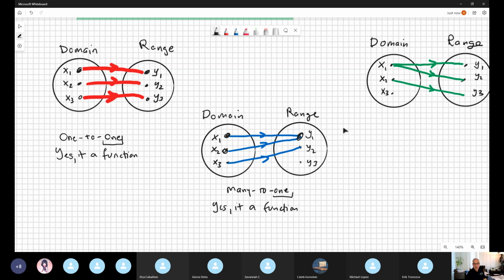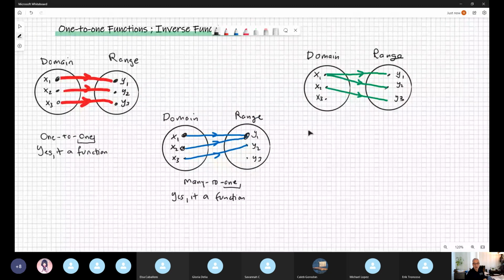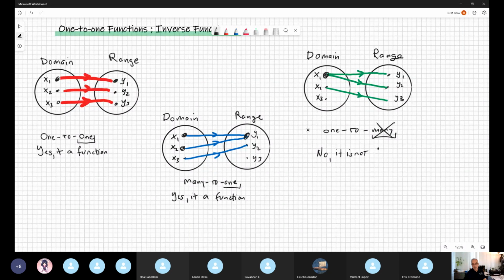However, in the green part, you see a different situation. You see one-to-many, because one x1 is associated with two different y. So when it's many here, no, it does not satisfy the condition of a function. No, it is not a function. I suppose you remember this very well, no?